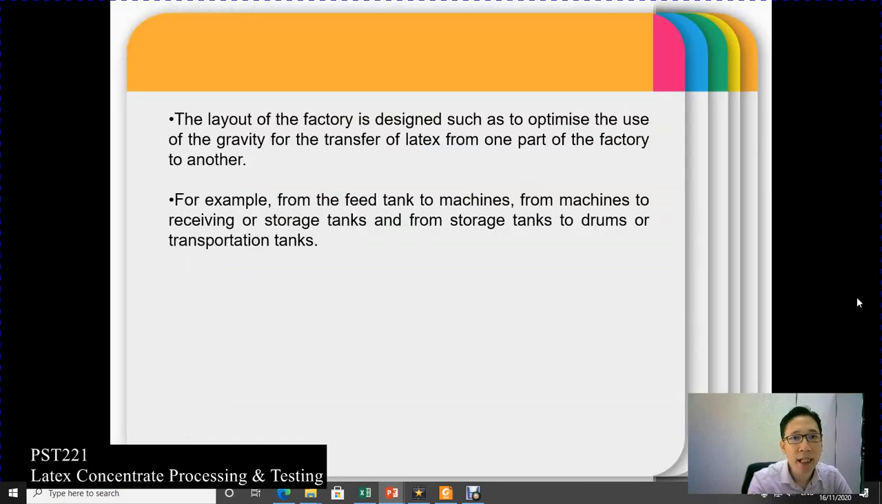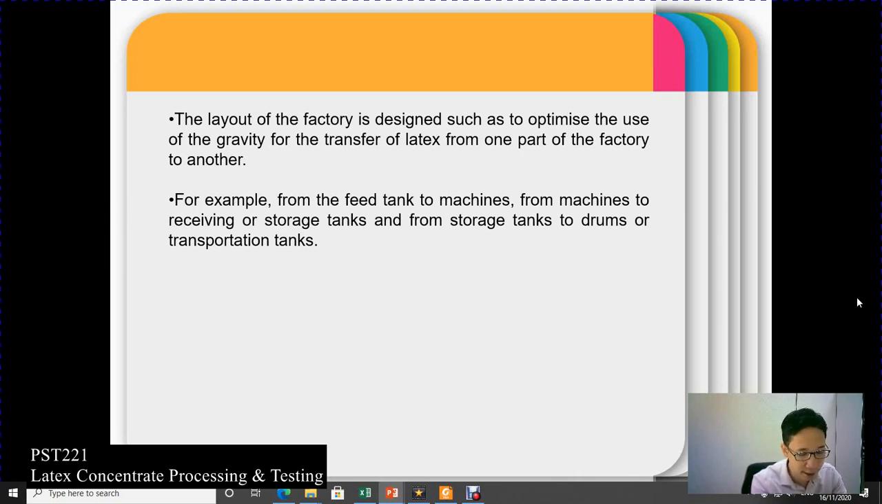The layout of the factory is designed to optimize the use of gravity for the transfer of latex from one part of the factory to another. That's why if you go to a latex factory, you will see a huge tank, and usually it's very high, because we utilize the gravitational force to allow the latex to flow to your production lineups.